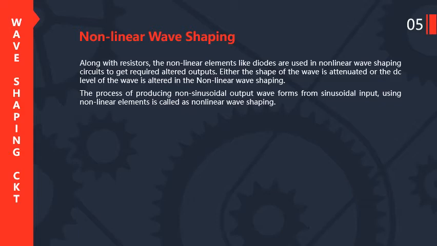Either the shape of the wave is altered or the DC level of the wave is altered in the non-linear wave shaping. The process of producing a non-sinusoidal output wave from a sinusoidal input using a non-linear element is called non-linear wave shaping.